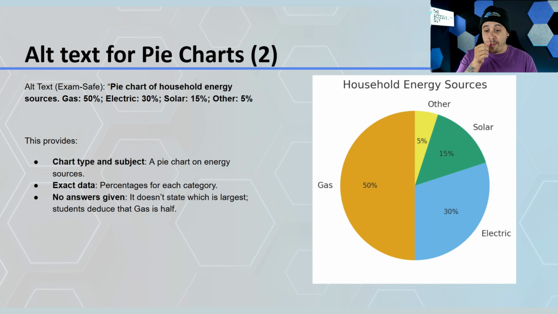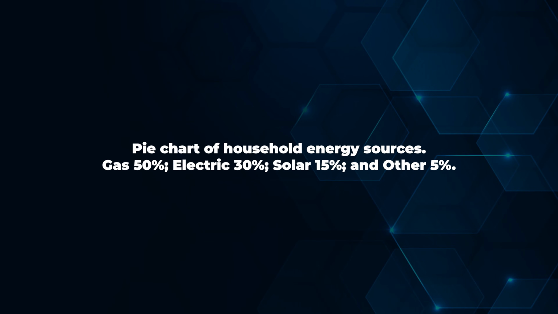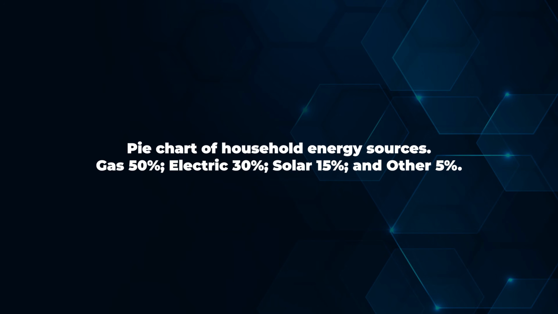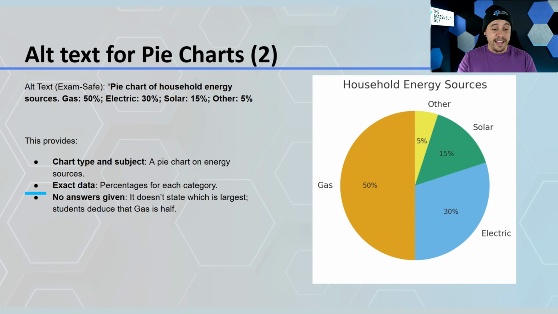Now in this example, the alternate text will be pie chart of household energy sources: gas 50%, electric 30%, solar 15%, and other 5%. This provides the chart type and subject. A pie chart on energy sources, it gives exact data, the percentages for each category, and there's no answers given.